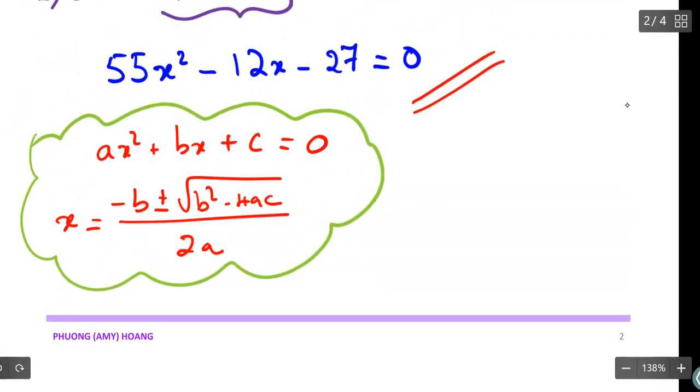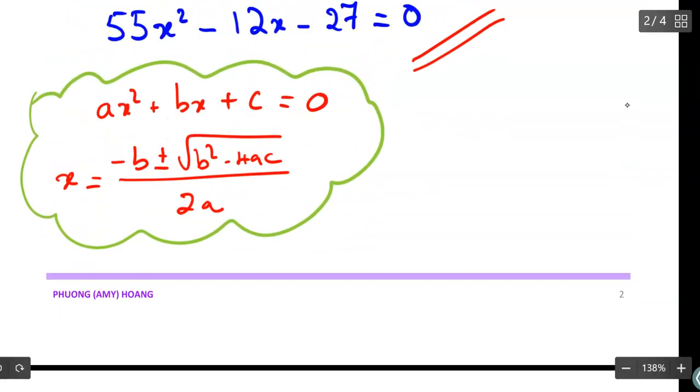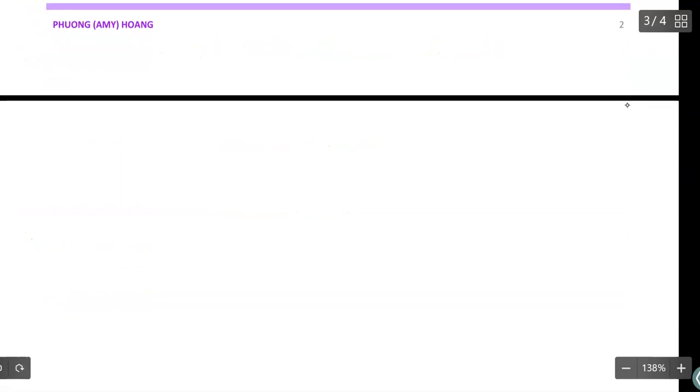Alright, I think it's a good idea. I do have some time, so I can work with this as well. Before I do this, I am going to rewrite my equation again.